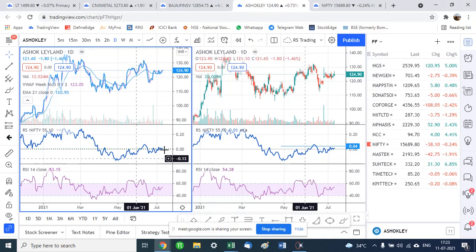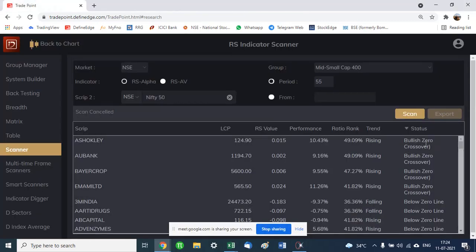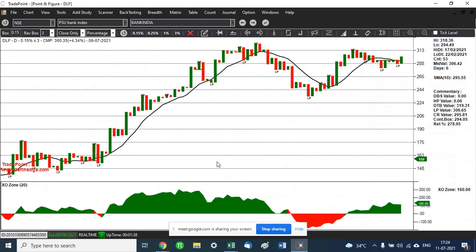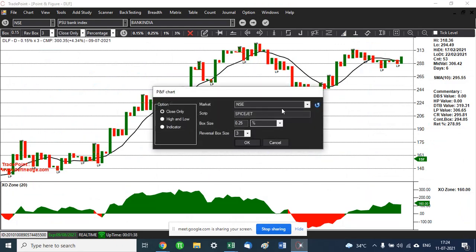we can see that in the scan it's showing a bullish zero crossover. It means the RS line on a 55 period basis was below zero so far, and now it has just crossed above zero. You can check that here. You can see clearly that it was below zero and now it is just starting to come up above zero. So this can be another stock we can keep an eye on if it shows a price breakout, or we can open up a PNF chart for it and look at what it's doing.